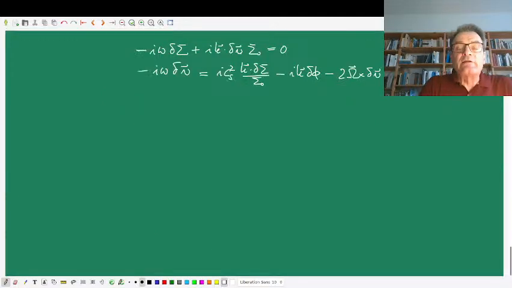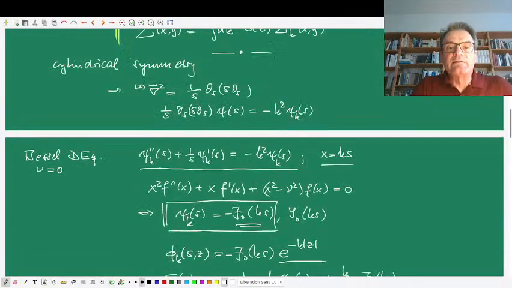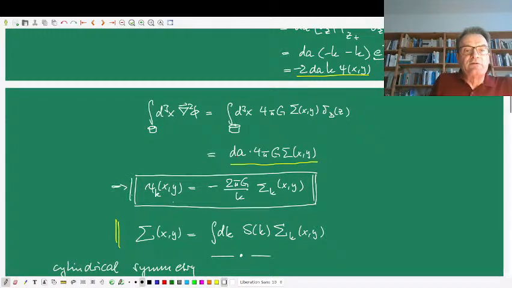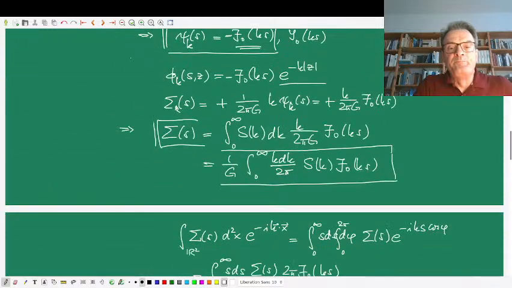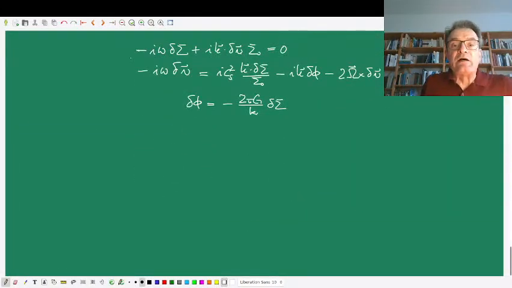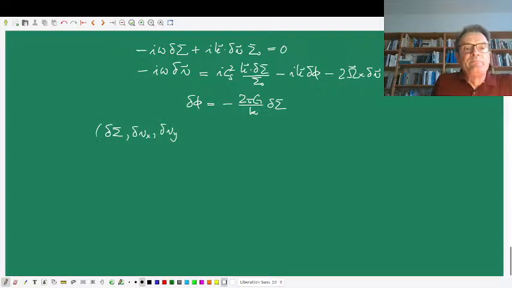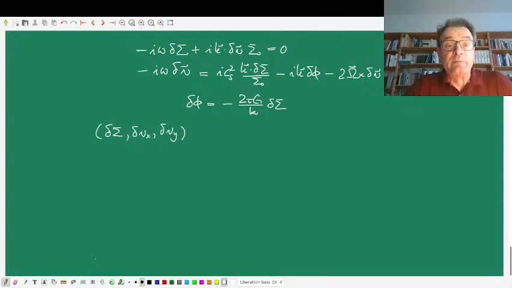And now I'm going to use a relation that we had way above, namely that we can relate the Fourier modes of the potential with the Fourier modes of the surface density by minus 2 pi G over k times delta sigma. Do you remember that? We had this relation way above. So I'm going to use that here, and this will allow me to substitute for delta phi, so that the only variables that we have to deal with are now delta sigma, delta vx, delta vy. So we have 3 variables, and all the rest will be gone.